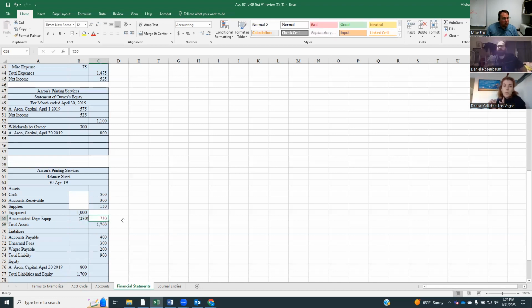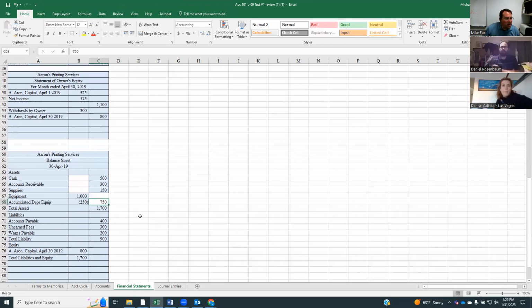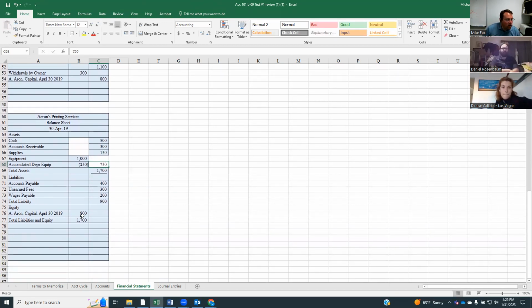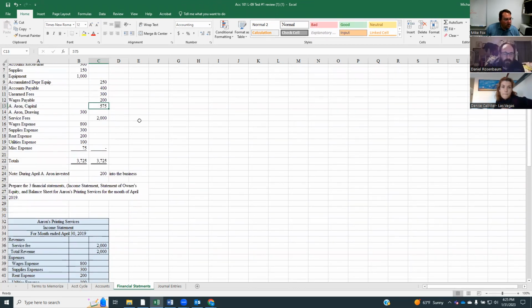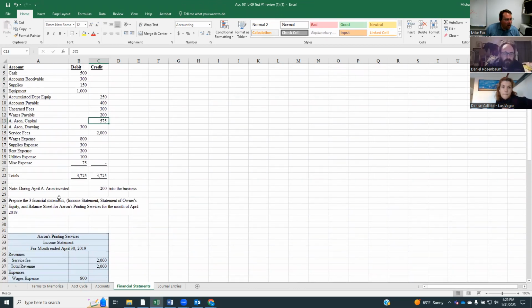Okay. So I will put it in parentheses. But anyway, back to your other question. Here, this capital account: he had a capital of 575, a credit, and then it says during April, he invested $200 more into the business. And so that's what capital is when the owner puts money into the business.